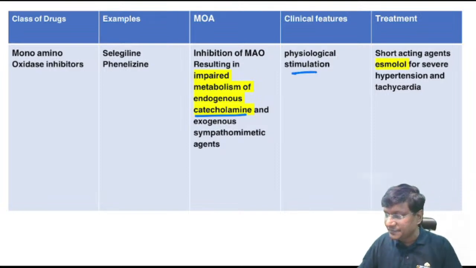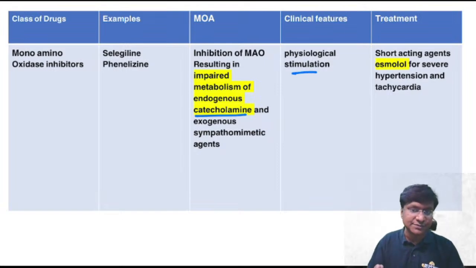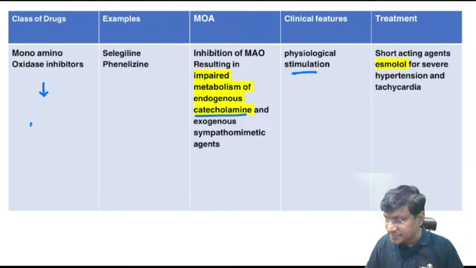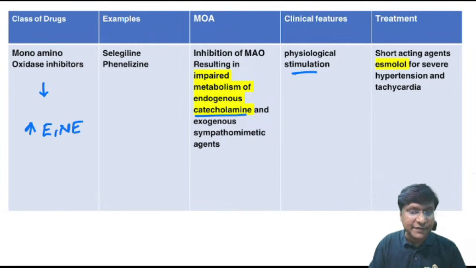Now, what will be the clinical features? Same thing, physiological stimulation. What do you understand by the word physiological stimulation? That is agitation, delirium, tachycardia, vasoconstriction, hypertension. These are all the features of monoamine oxidase inhibitor overdose. So basically, they will increase the epinephrine as well as the norepinephrine.